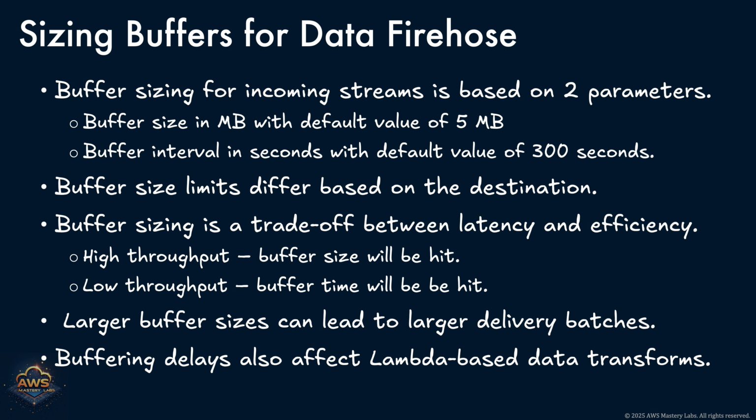On the other hand, larger buffer sizes and longer intervals can improve delivery efficiency by reducing the number of delivery calls. This leads to fewer, larger batches, which can be more cost-effective, especially when delivering to destinations like Amazon S3 or Redshift, where larger files can optimize downstream processing performance.